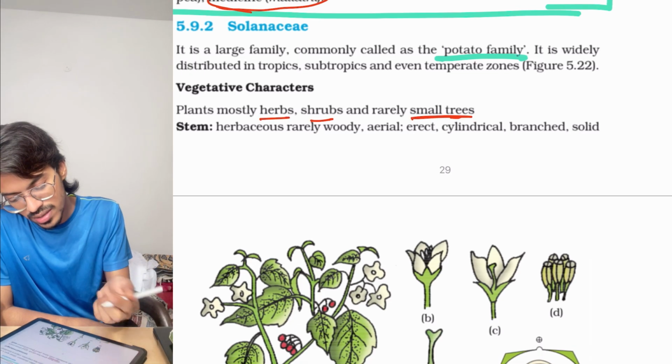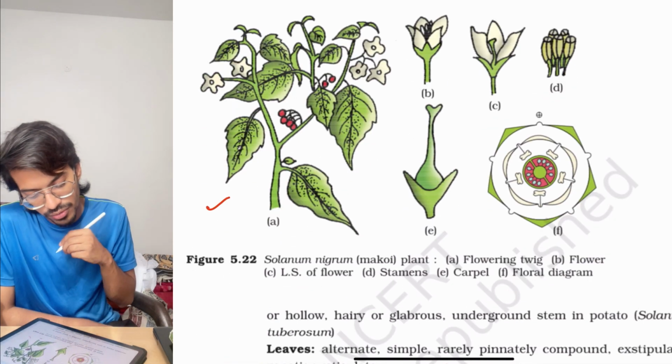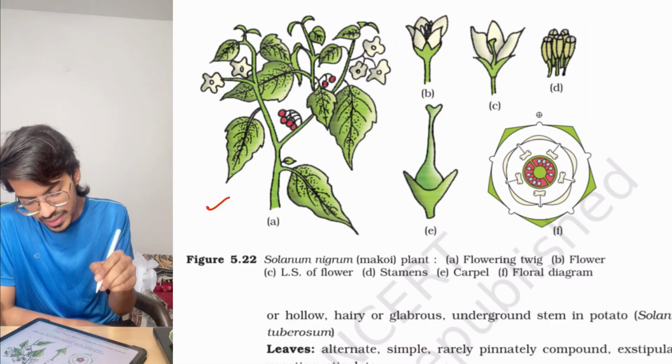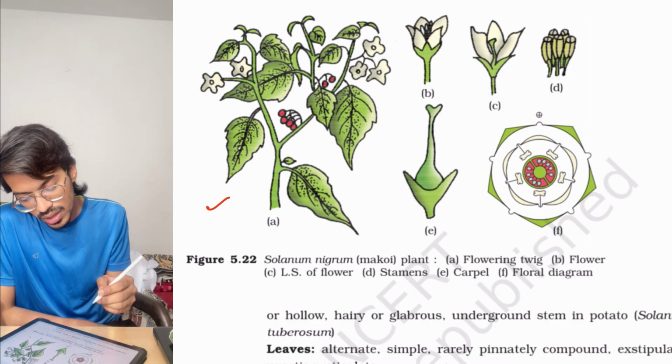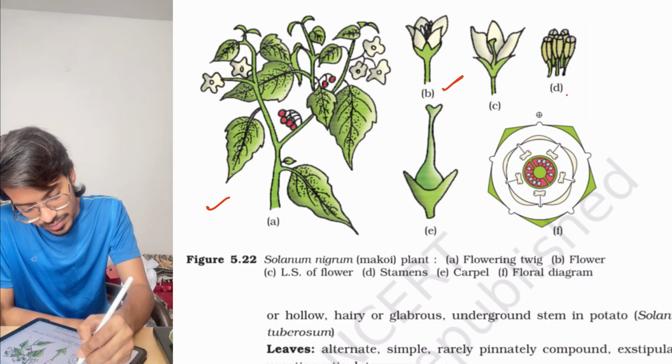Then there is the stem; they have given the basic example of the stem, its structure, and how the flower and the flowering branch will look. Then they have shown the flower. Then they have shown the stamen.